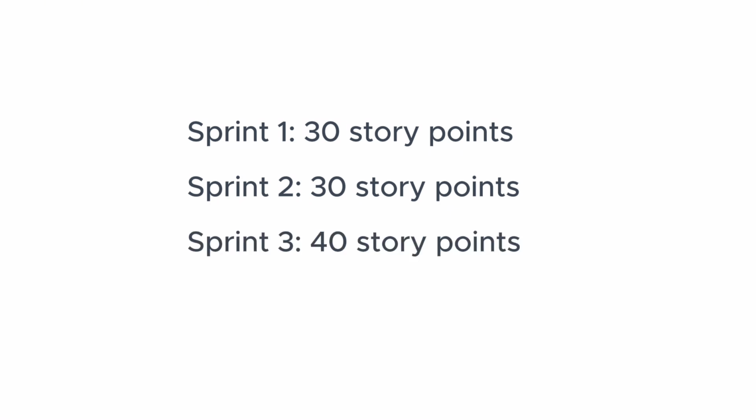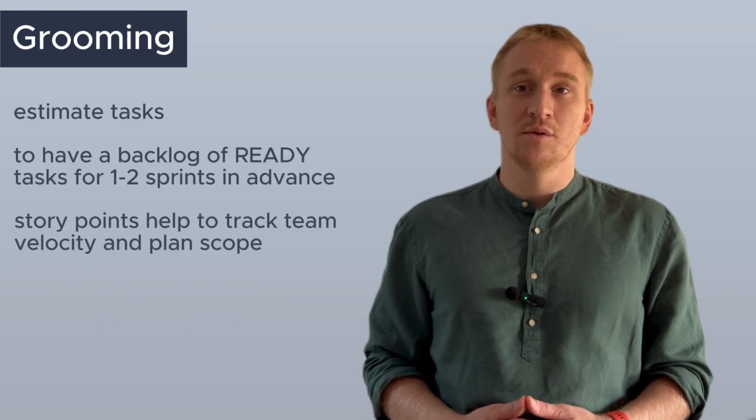The average team velocity is 33 story points. And you can rely on these numbers during sprint planning. You can just pick up tasks in total for 33 story points for all upcoming sprints.